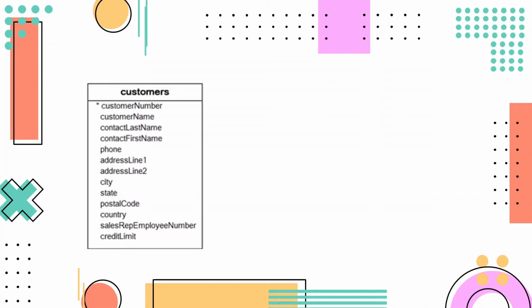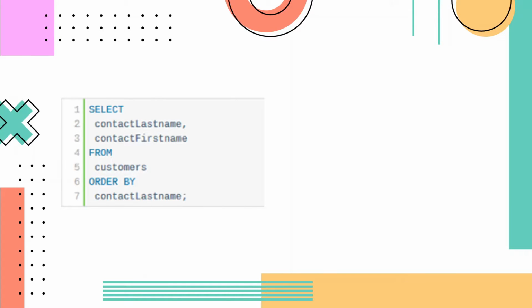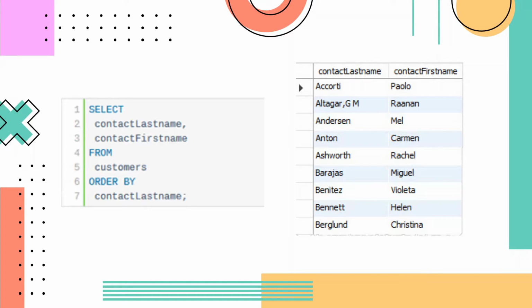For example, if we want to select contact last name and contact first name from the customers table and then sort it by the last name, we can use the query select contact last name, contact first name from customers and then order by contact last name. And we will get the result as shown on the right side. A table that contains two columns, contact last name and contact first name, and the result set is ordered by contact last name in ascending order, that is alphabetically from A to Z.